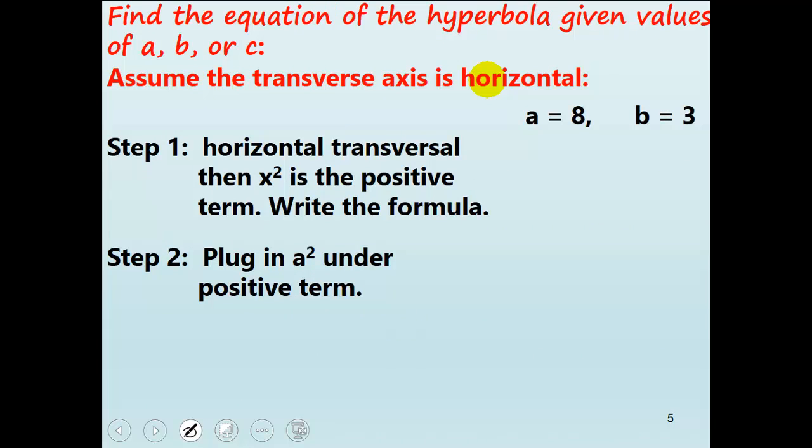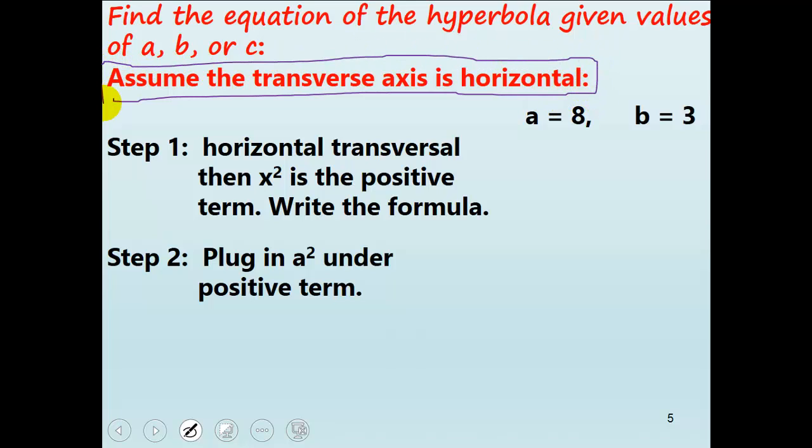Okay, so let's try just writing some equations before we graph. Get used to some of these ideas, okay? Find the equation of a hyperbola given values of a, b, or c, and then highlight this. It says assume that the transverse axis is horizontal. So that tells us that x squared is the positive term. X squared is positive, has the positive sign in front of it, okay? Not the minus sign, okay?